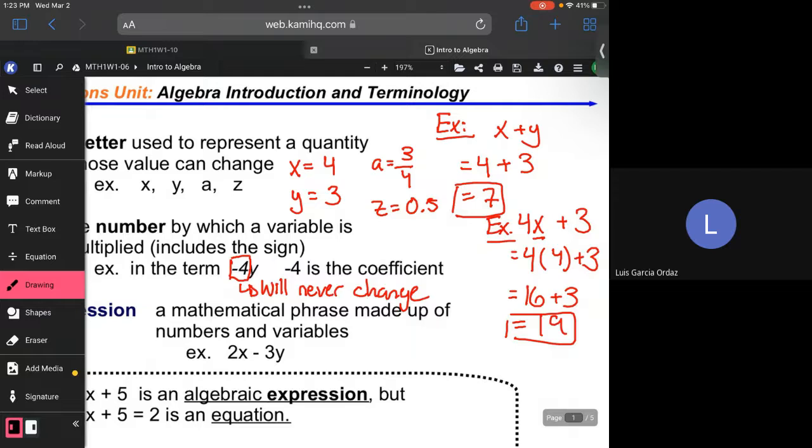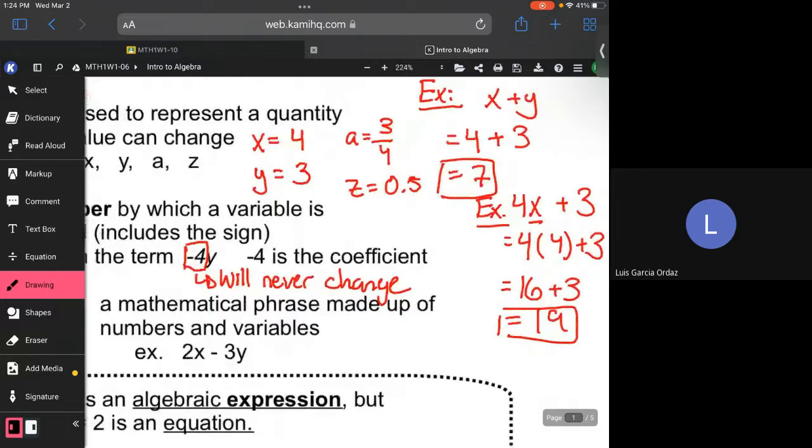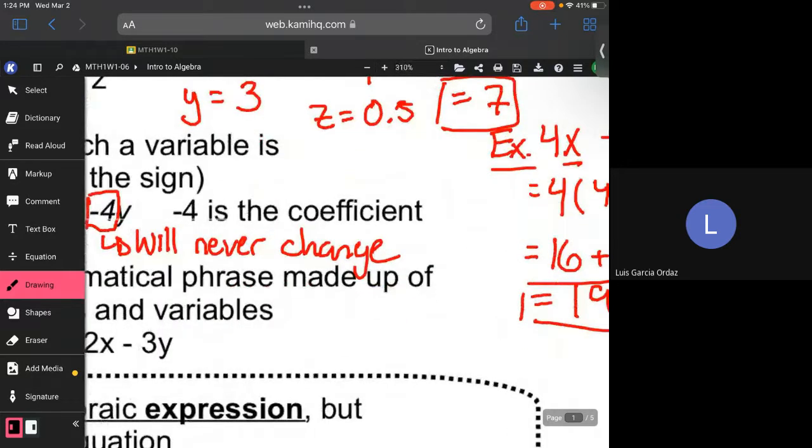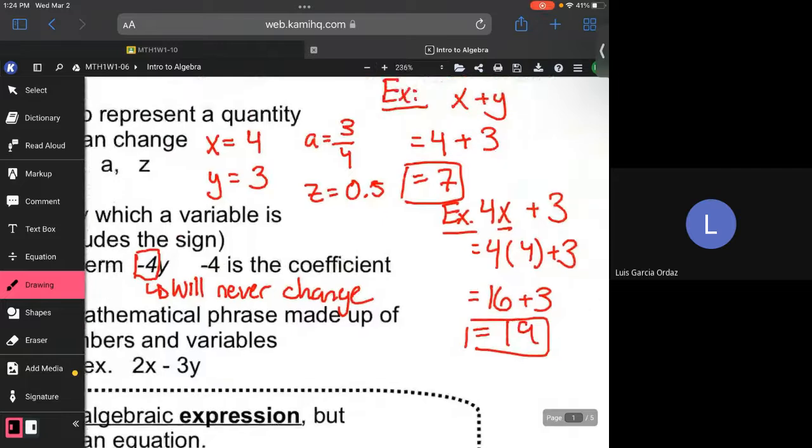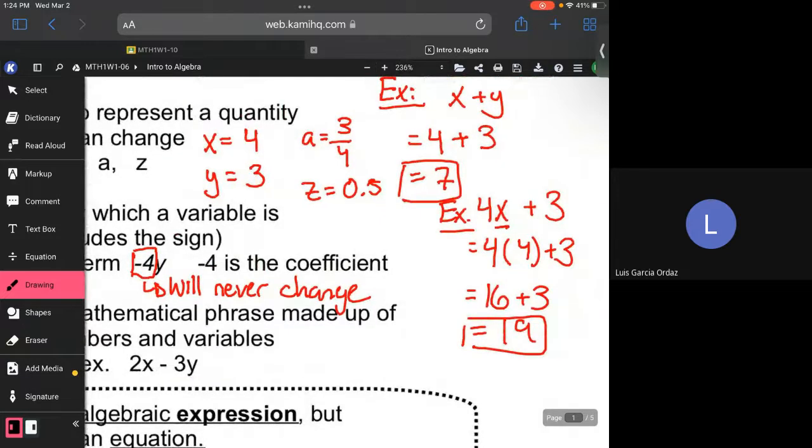Any questions so far about algebra? No? We're good? Yeah, I'm going to keep that up there. I'm going to zoom in a bit because sometimes, stuff can be small.